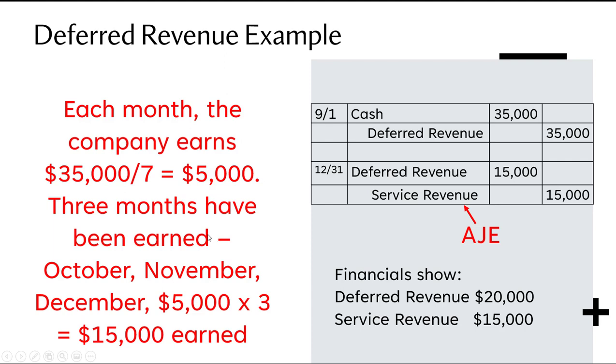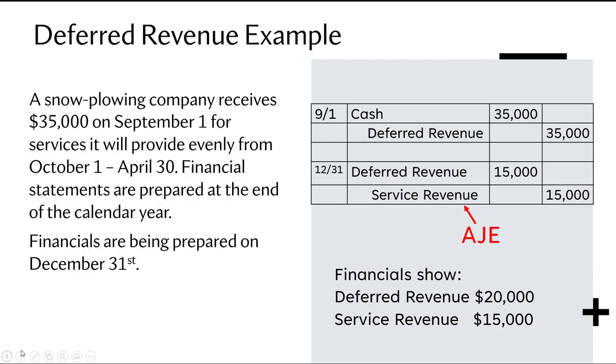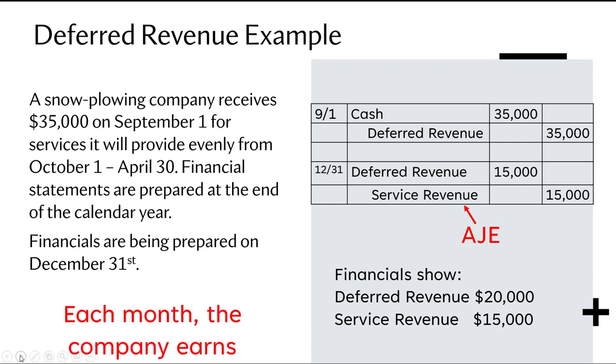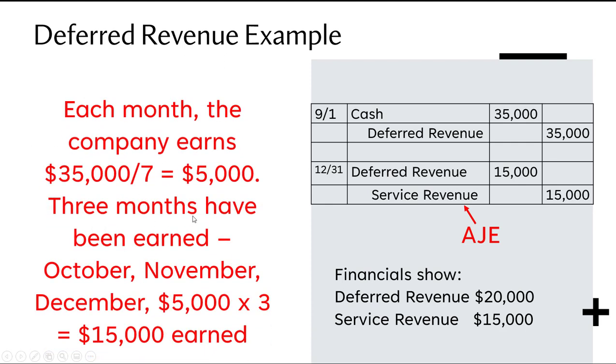3 months have been earned because remember, we started in October, right? We're going to provide the services October 1st to April 30th. All right, 3 months have been earned, October, November, December. So that's $5,000 times 3, or $15,000 has been earned. Okay, and we had 7 months altogether, so that means 4 months are still unearned.